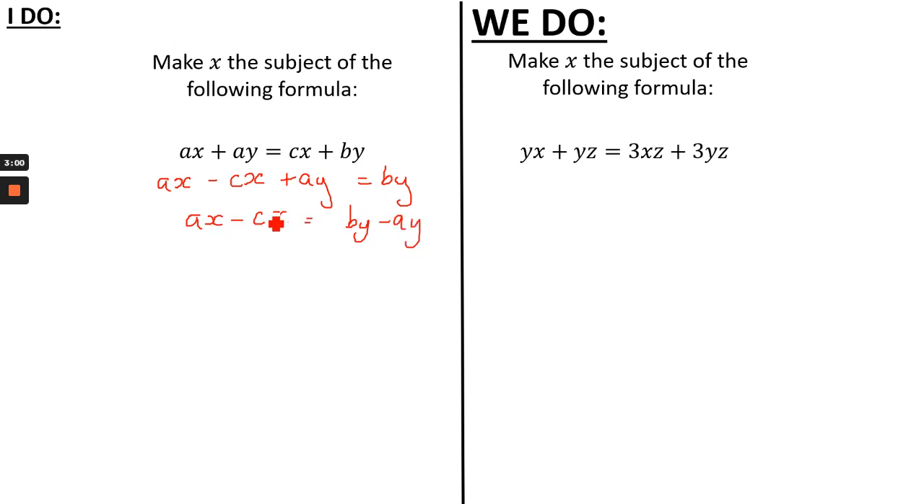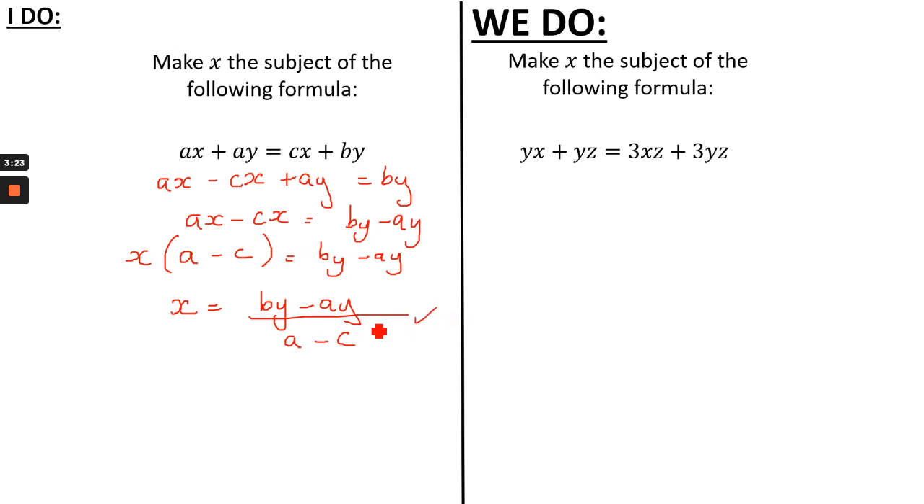Now x is in all of the terms on one of the sides. I can factorize it out. So I can just say, well, x appears in both. So inside the bracket is just going to be a minus c equals by take away ay. And now to get x on its own, I can just divide by the whole bracket. So x equals by take away ay, all divided by a minus c.